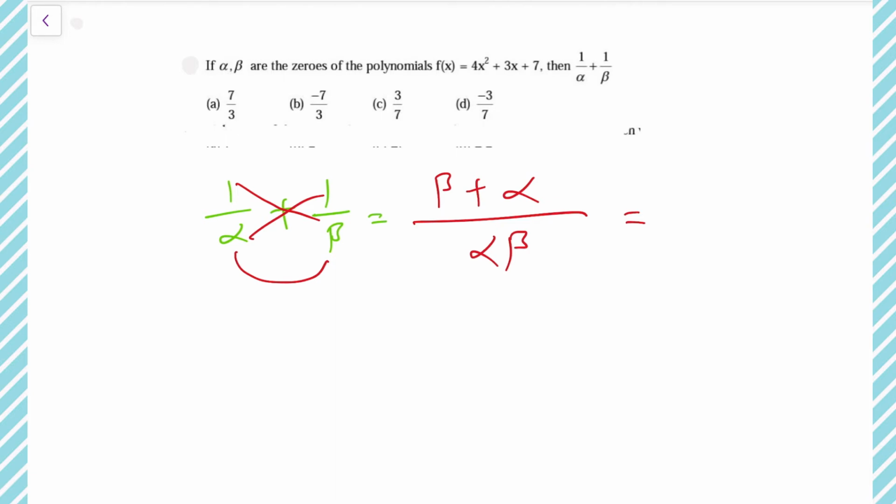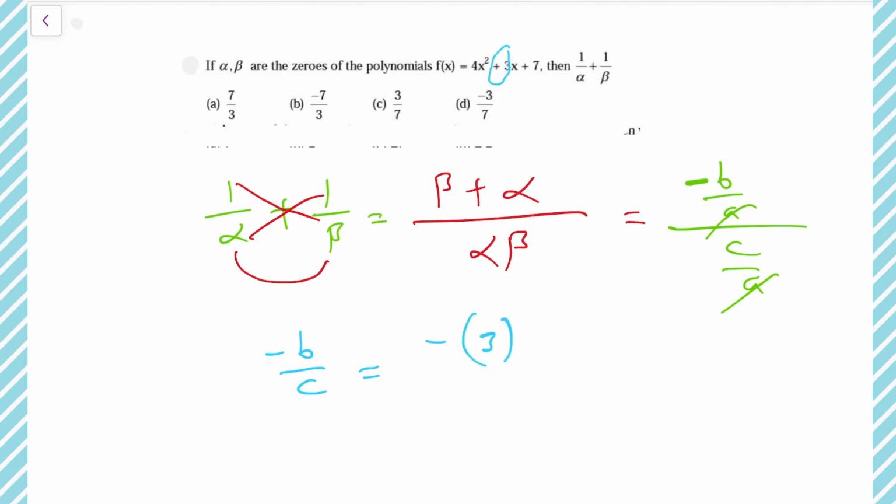Alpha plus beta is nothing but the sum of the zeros. So what is the formula for the sum of the zeros? Minus b by a, by alpha into beta, that is the product of the zeros, c by a. So a cancels, then finally we remain with minus b divided by c. Here minus as usual. What is the b value? That is the x coefficient, 3, divided by c. Oh sorry, I made a mistake here: c means constant, and here the constant is 7. So minus 3 by 7 is the answer, that is option D.